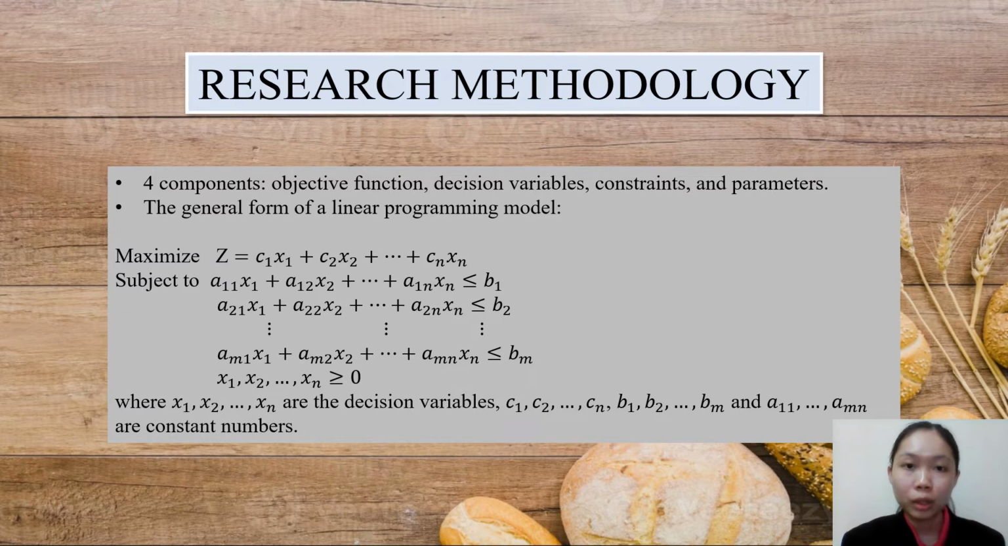A linear programming model consists of 4 components, including the objective function, decision variables, constraints, and parameters. The general form of a linear programming model can be written in this form. Maximize the objective function subject to the constraints. S1 to Sn are the decision variables.